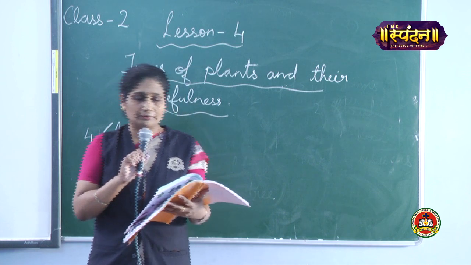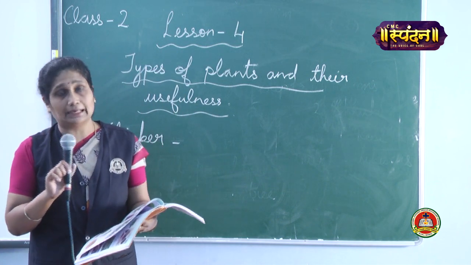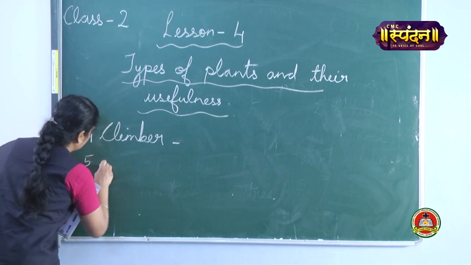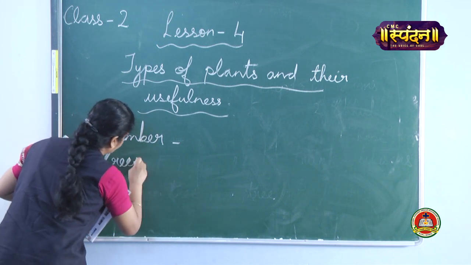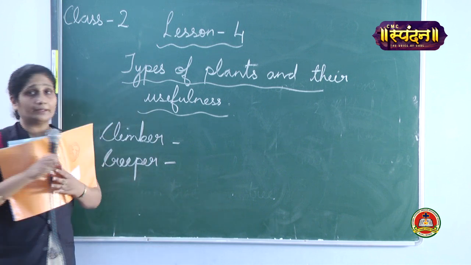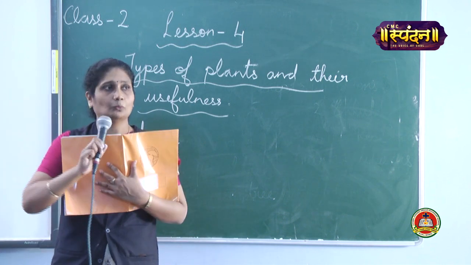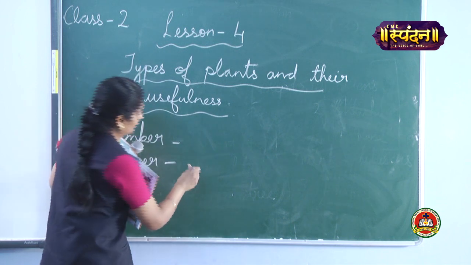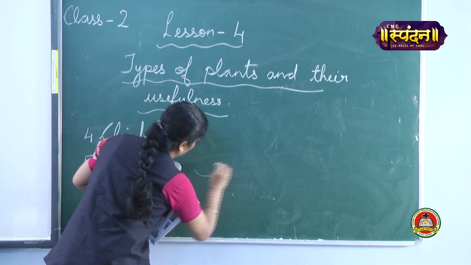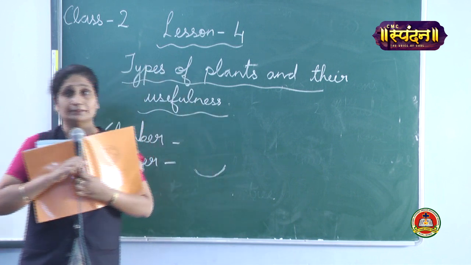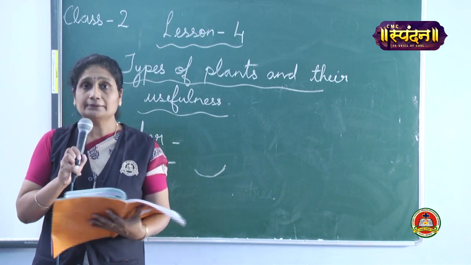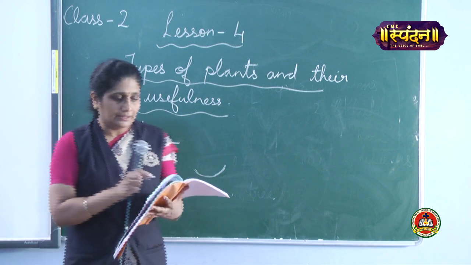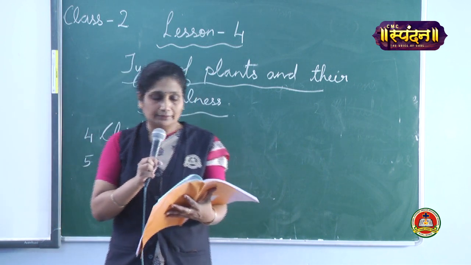Some plants are called climbers and creepers. And one more category is called creeper. What are creepers? The plants which grow along the ground. Ground से ऐसे उगता है. So what are these creepers? The plants which grow along the ground. So we'll read about climbers and creepers.